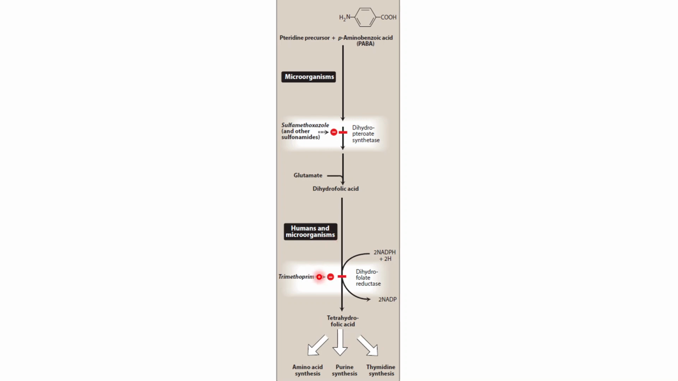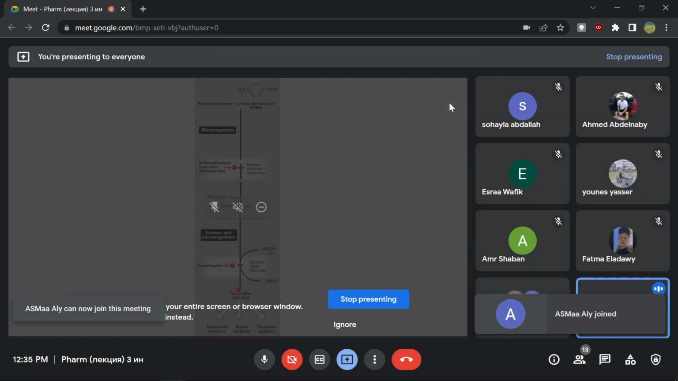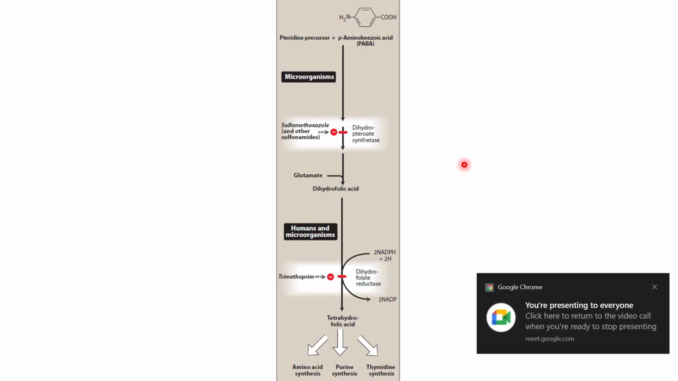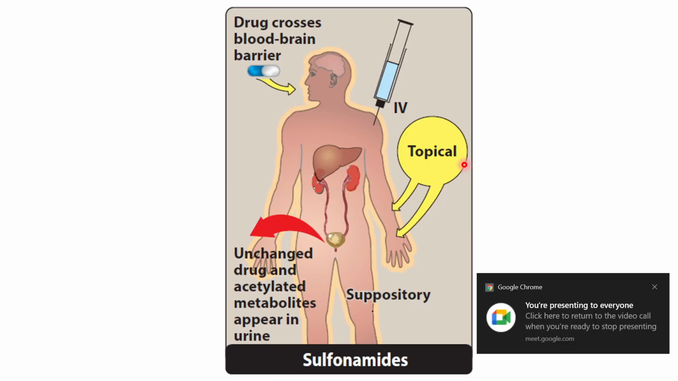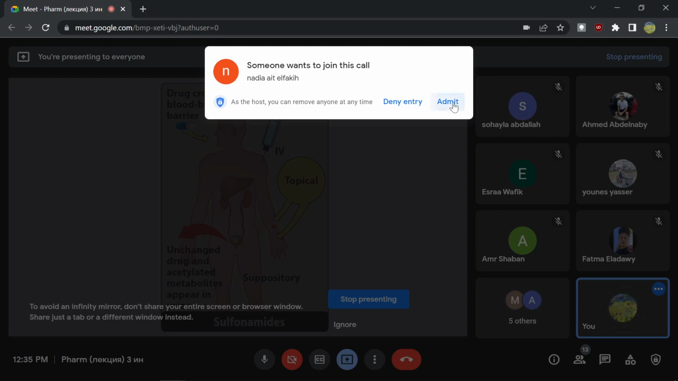Trimethoprim is another inhibitor, of dihydrofolate reductase, the second enzyme required to produce tetrahydrofolic acid. Tetrahydrofolic acid is used for the synthesis of amino acids, purines, and thymidine, and all this is blocked by the sulfonamides. The sulfonamides can be given orally, intravenously, or applied topically, and are eliminated by the urine.